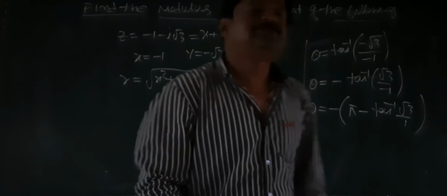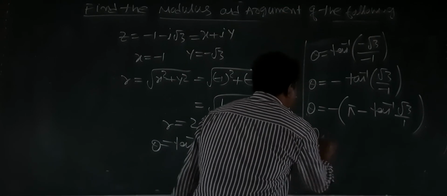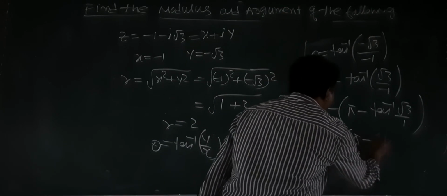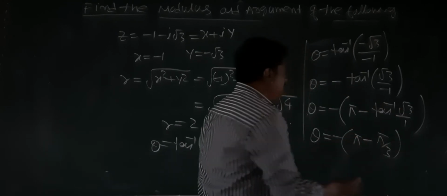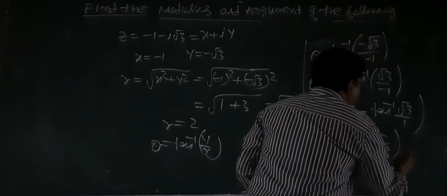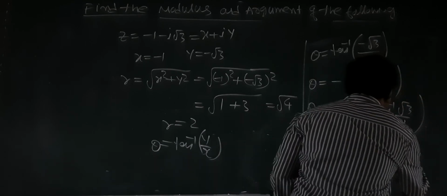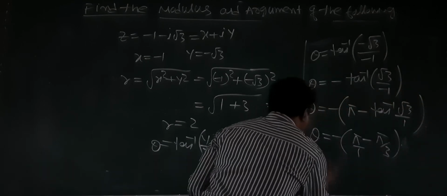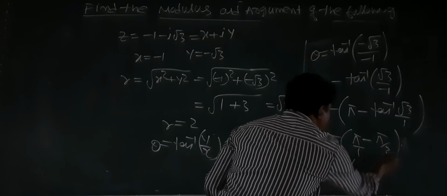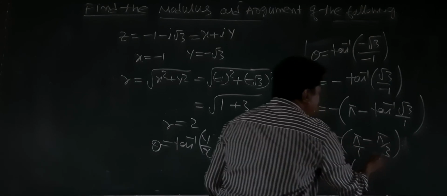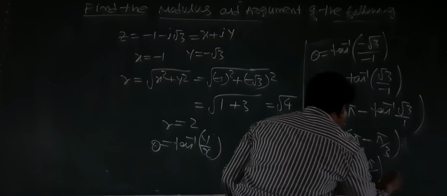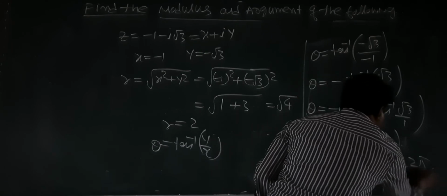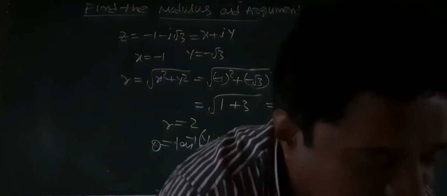Is it 30 or 60? 60. Theta equals minus of pi minus pi by 3. Take the LCM. What is the LCM? 3. So minus of 3 pi minus pi, 3 pi minus 1 pi, 2 pi by 3. So the amplitude is minus 2 pi by 3. I hope you understood. You are understanding, students.